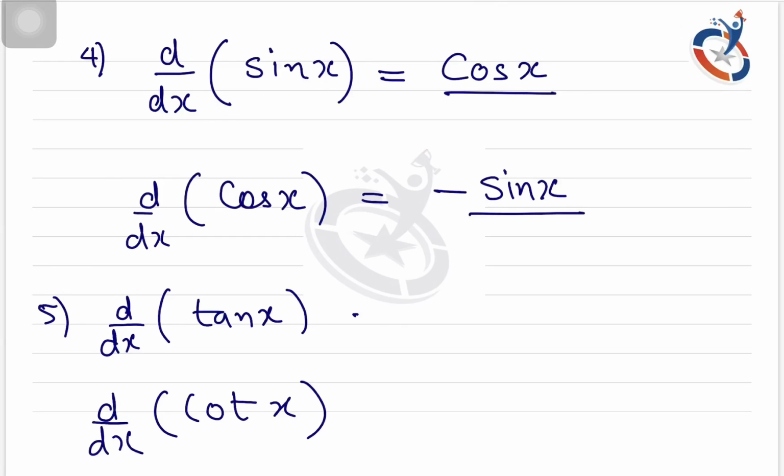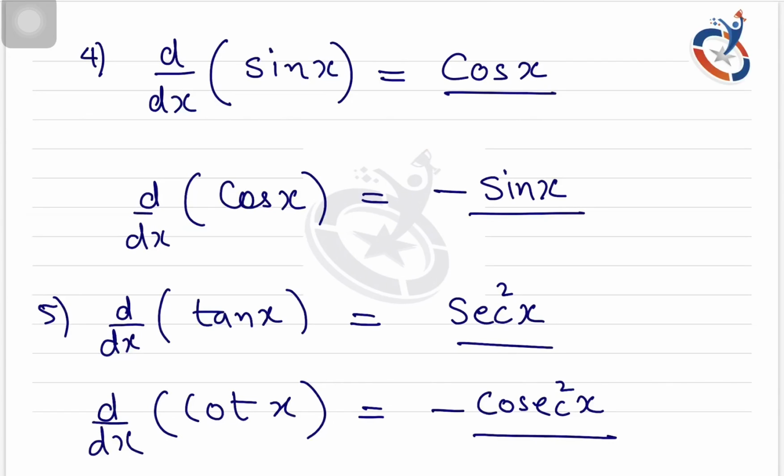Then you have tan x. The derivative of tan x is sec square x, and the derivative of cot x is minus cosec square x. See that again: the derivative of sin x is cos x, the derivative of cos x is minus sin x. Then the derivative of tan x is sec square x, and the derivative of cot x is minus cosec square x.